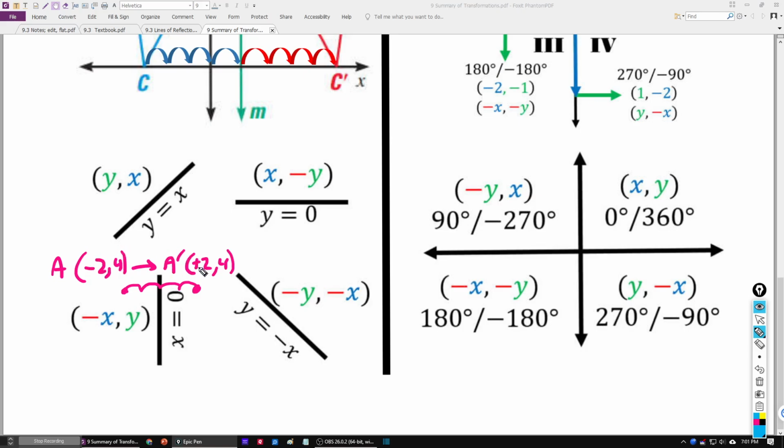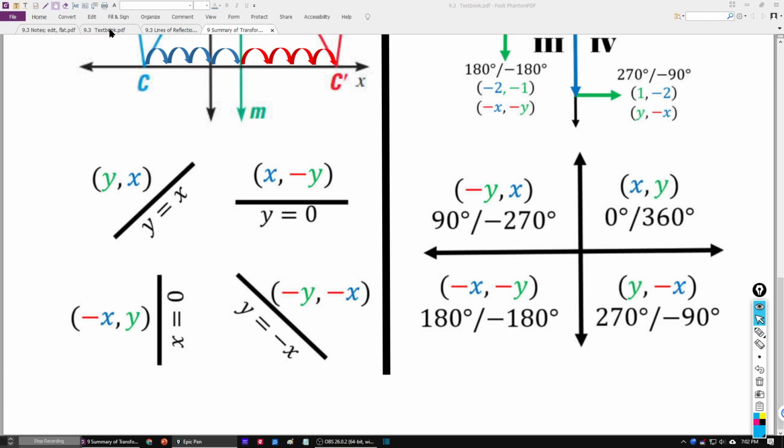The y-coordinate stays the same, 4 and 4. All I do is change the sign of the x-coordinate. Okay, so we'll practice those in class, but those are so helpful. Now, let's look at these diagonals.